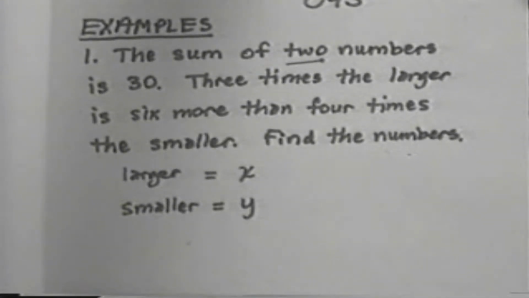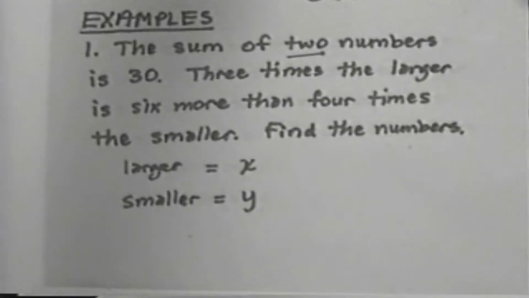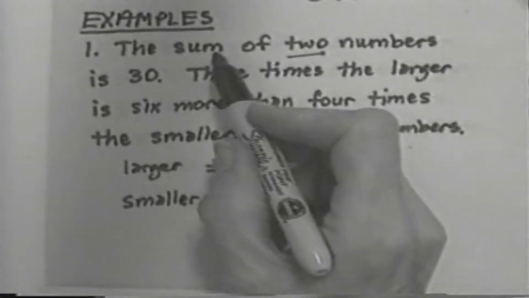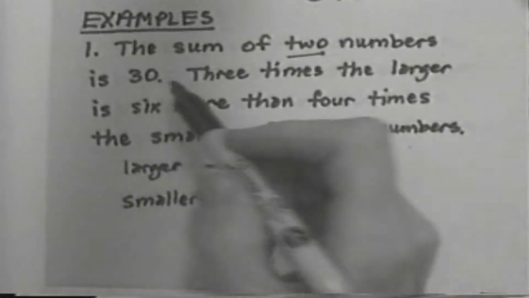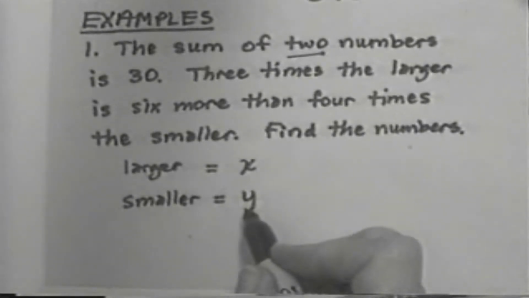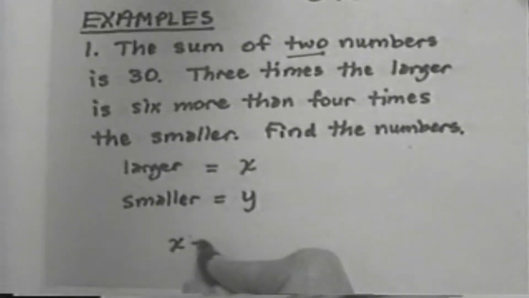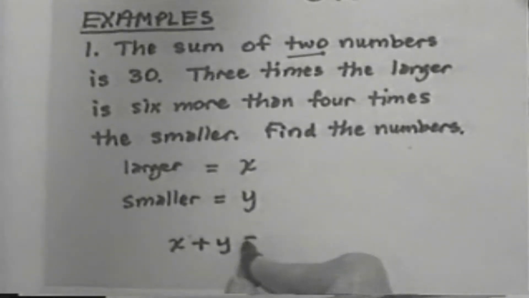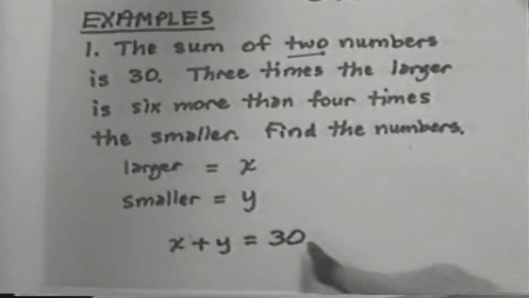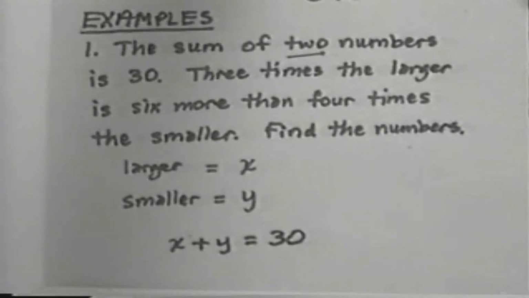Now let's make our translation about the two numbers X and Y. Our first sentence says the sum of the two numbers is 30. That means the larger plus the smaller will be 30. So that gives us the equation X plus Y equals 30.